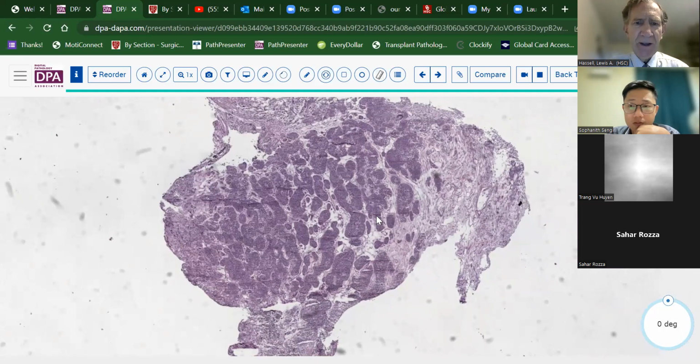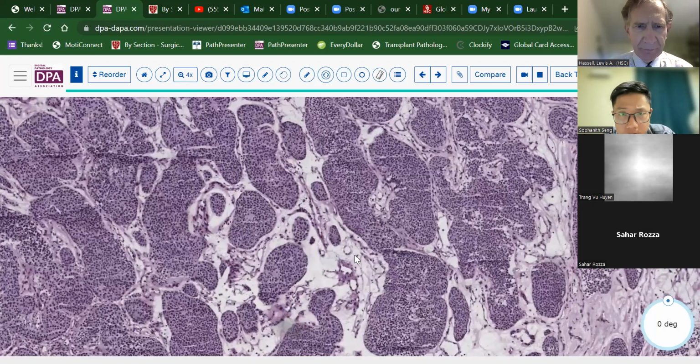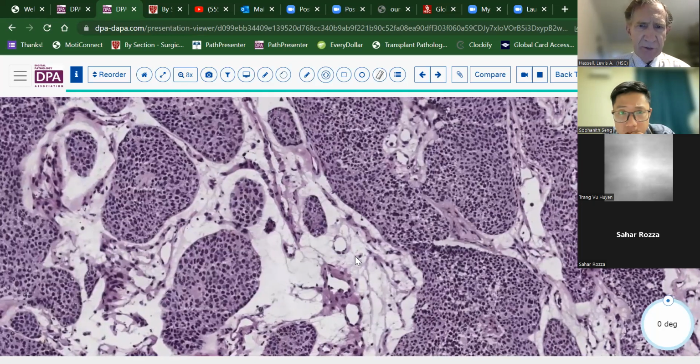And as we look at the low magnification here, we see there's kind of a packeting of these cells. They're in nests, rounded nests, of variable size, almost like they're sort of forming little bags of marbles, if you will. And the cells are quite small blue cells, you might say.